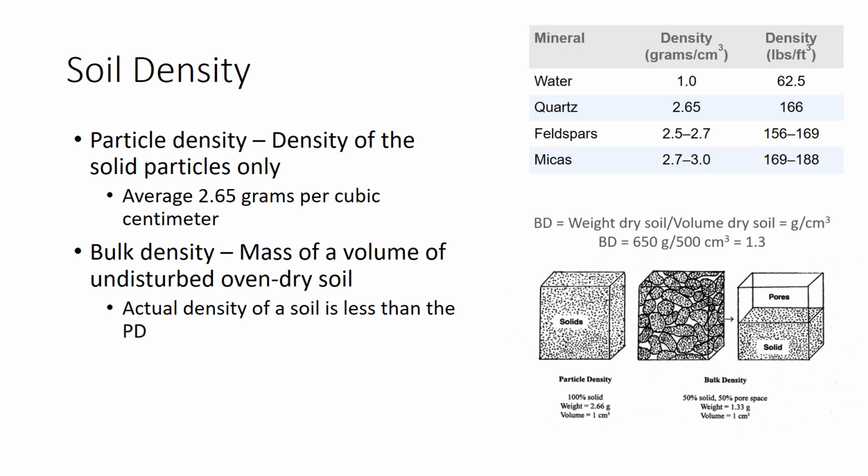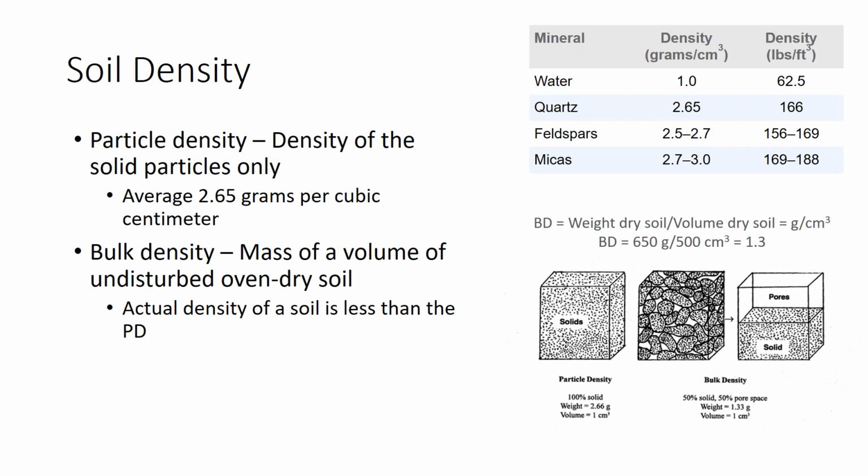Because soil contains pore spaces, the actual density of a soil is less than the PD. This measurement is bulk density, BD, or the mass of a volume of undisturbed oven-dry soil. To measure BD, a core of soil of known volume is carefully removed from the field. The soil core is then dried in an oven at 105 degrees Celsius until it reaches a constant weight. This is called oven-dry soil. The core is then weighed and BD is calculated.